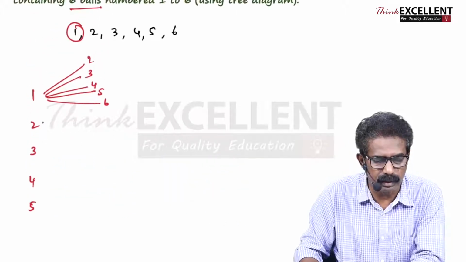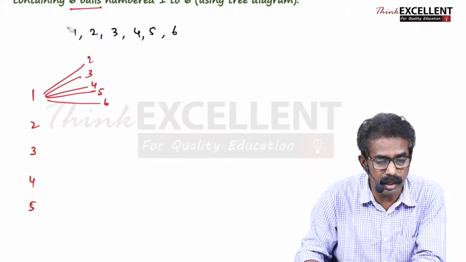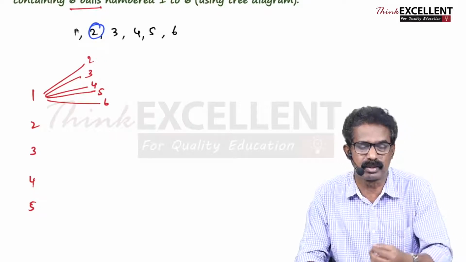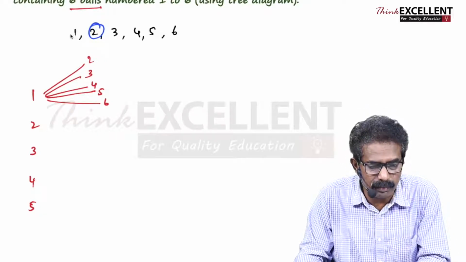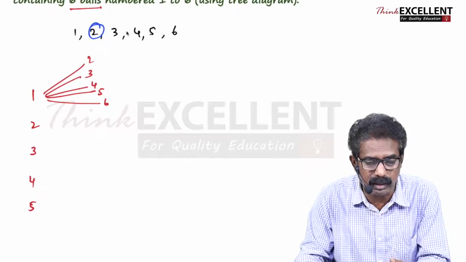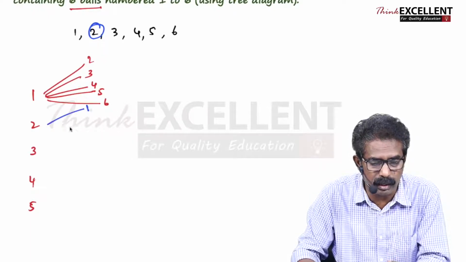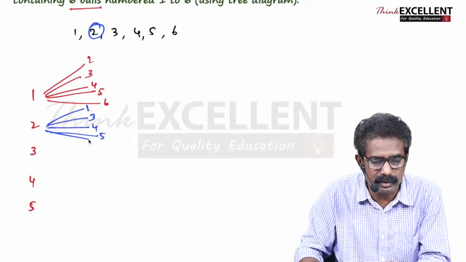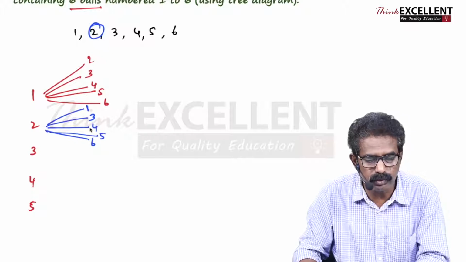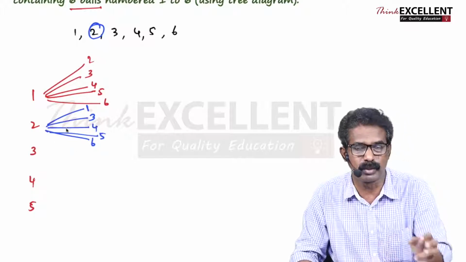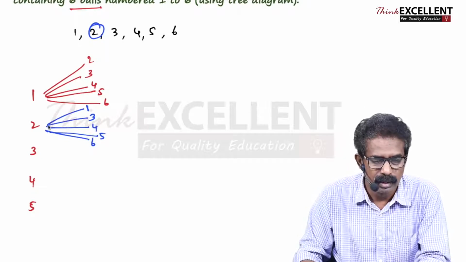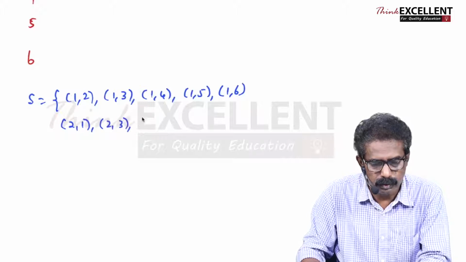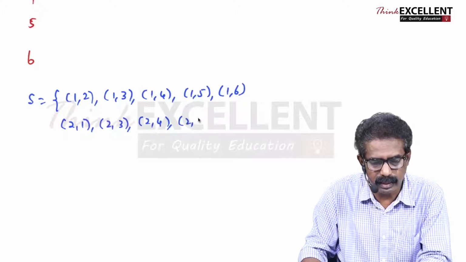See the other possibility. First time you got 2. Now the second time you take one element from other than this 2, either 1 or 3 or 4 or 5 or 6. So 2,1; 2,3; 2,4; 2,5; 2,6. 2,2 won't come, right? Because already 2 you have taken, you are not replacing it.